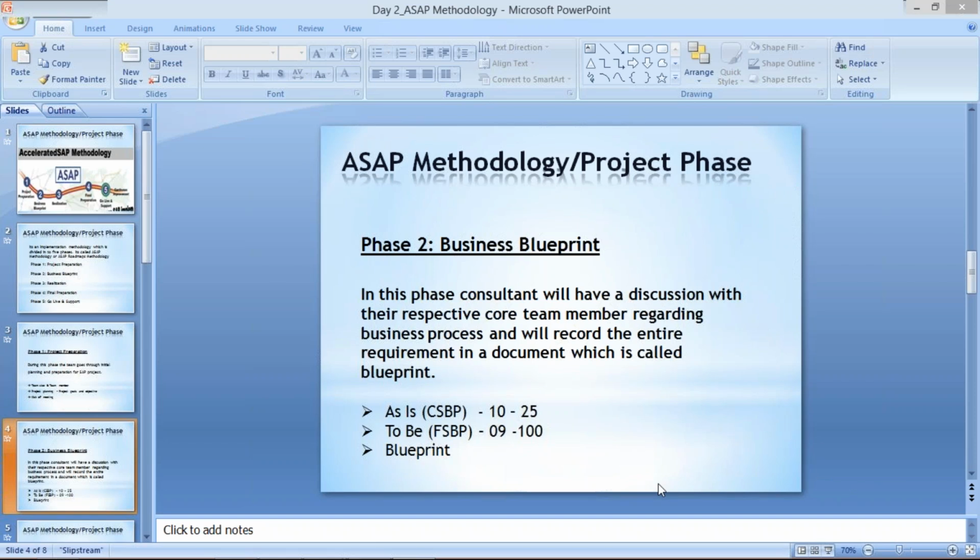So once we have received the as-is document, then based on that as-is, we are going to do our analysis, and then we have to prepare a document. We are also going to list out certain things, like whatever things they have said.